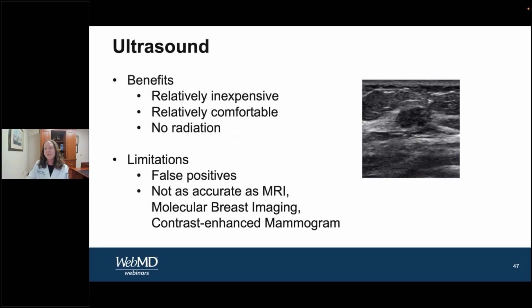But it does have some limitations. There's a relatively high false positive rate, meaning we find a lot of things that we have to either follow up with imaging or we have to do a biopsy before they turn out not to be cancer. And in addition, ultrasound does not appear to be as accurate as additional screening with MRI, molecular breast imaging, and contrast-enhanced mammograms, which are the 3 methods that I'm going to talk about next.